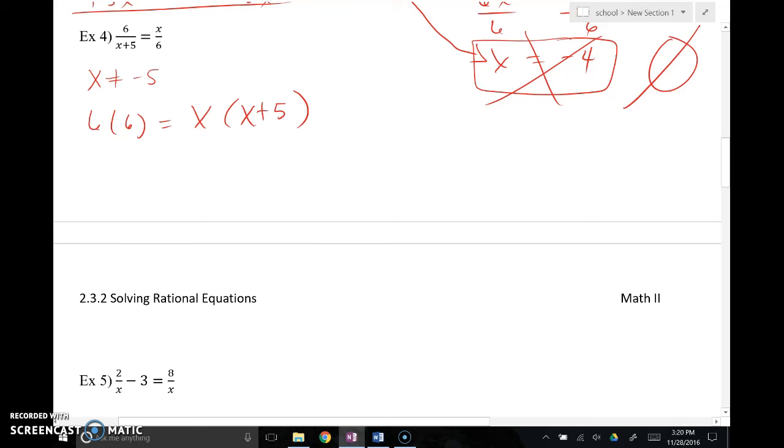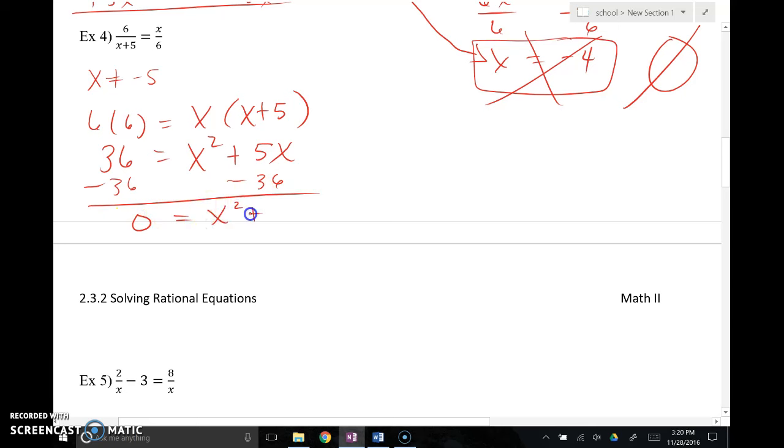36. Okay, 6 times 6 is 36, and x times x is x squared, x times 5 is 5x. Had to make sure I distributed there. Now it's a quadratic, which means I need to set it equal to 0. Subtract 36, subtract 36. And I've got 0 is equal to x squared plus 5x minus 36. And now I need to solve this quadratic equation. I'm expecting 2 answers, and I'm trying to make sure that neither one of them is -5.